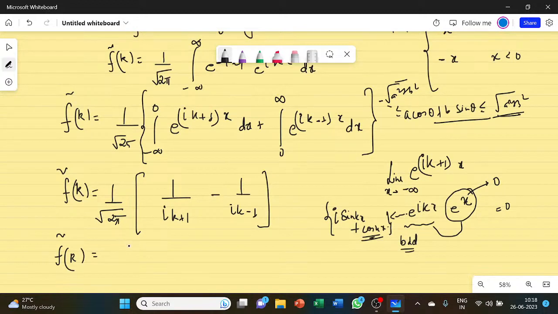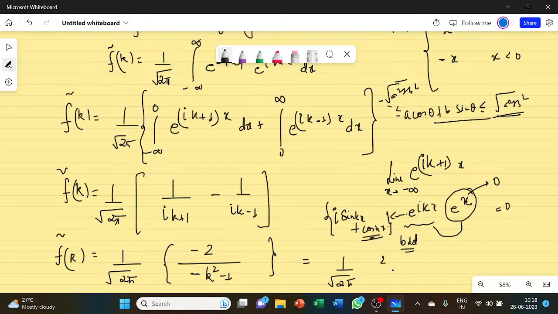would be equal to 1 upon root 2 pi, and on the lower side you have this minus of k square minus of 1, and on the upper side you can see this is equal to minus of 2. So eventually you will get this. Eventually I'll get 1 upon root over 2 pi, 2 upon k square plus 1.